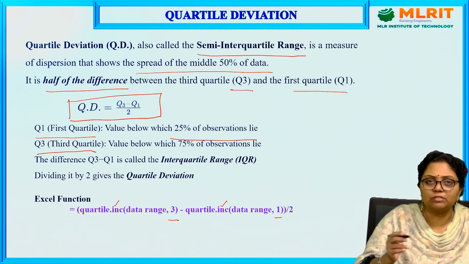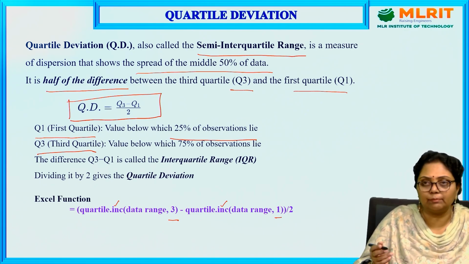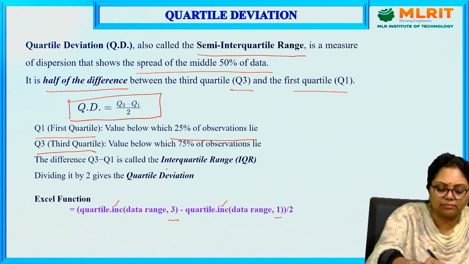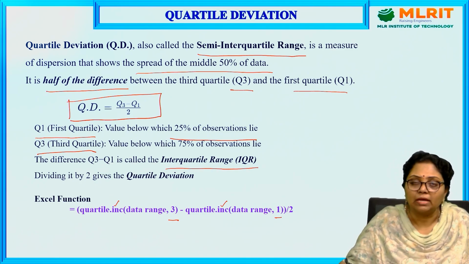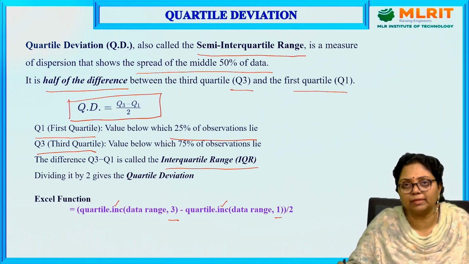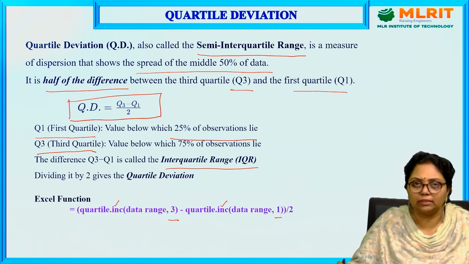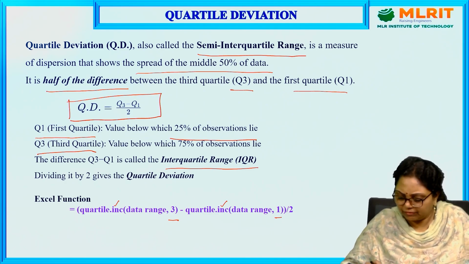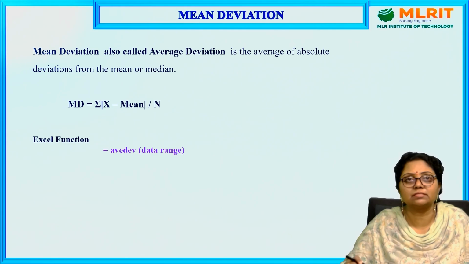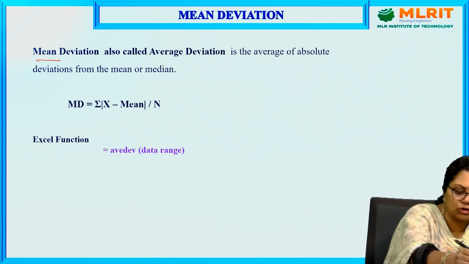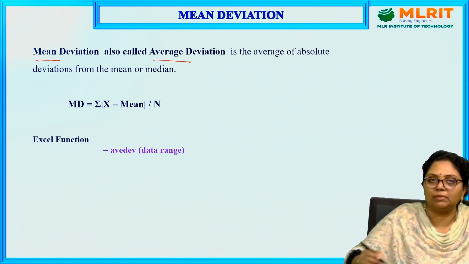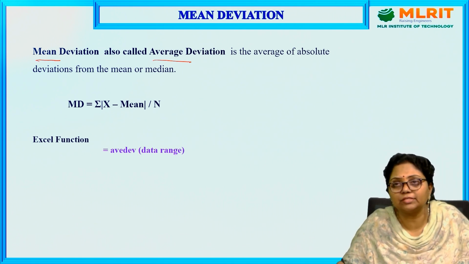Now the difference between these two, that is Q3 minus Q1, is nothing but the interquartile range, which we call in short form IQR. And when this IQR is divided by 2, we get the value of the quartile deviation. Moving forward, the third one is mean deviation. Mean is also called average, hence the name. Mean deviation is also called average deviation.